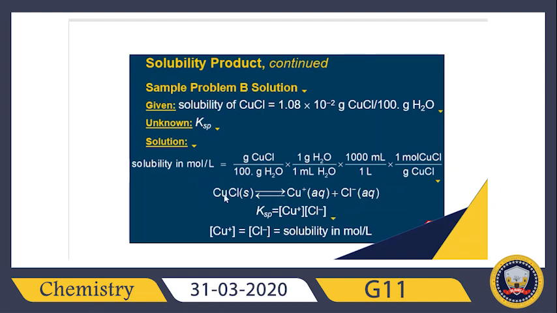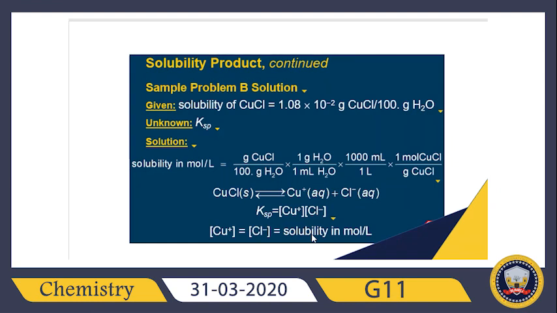It will be as follows: 1 mole of copper chloride will yield 1 mole of copper ion and 1 mole of chloride ion. Okay, so Ksp, as we said, is equal to the concentration of the products raised to the power equal to the coefficient of each of these ions. So it will be as follows. And as we know, at equilibrium, guys, the solubility of copper chloride should be equal to the concentration of each of these ions.